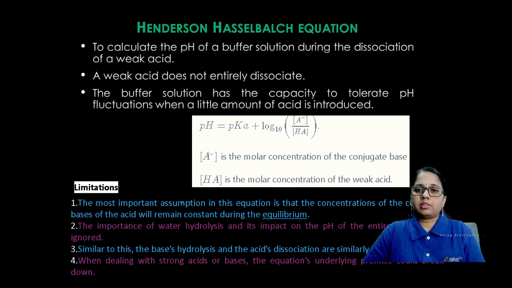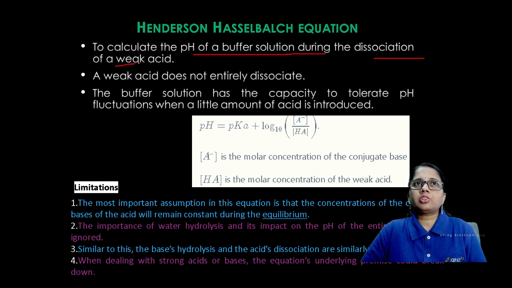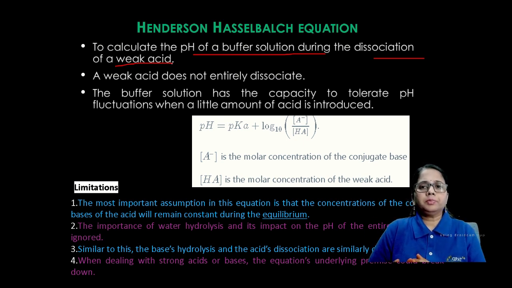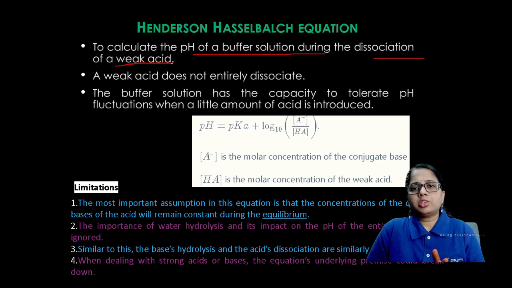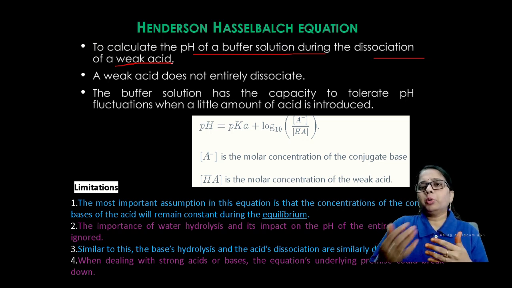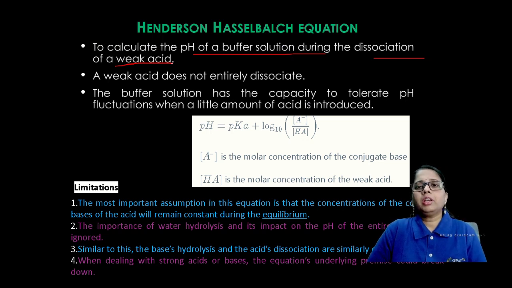Now coming to another type of complicated equation, that is the Henderson-Hasselbalch equation, in order to calculate the pH of a buffer solution during the dissociation of weak acids. If you take a strong acid with a strong base, or a strong base with a strong acid, and titrate these two types of reactions, your endpoint will be very spontaneous. Thereby you can easily identify the endpoint and calculate.